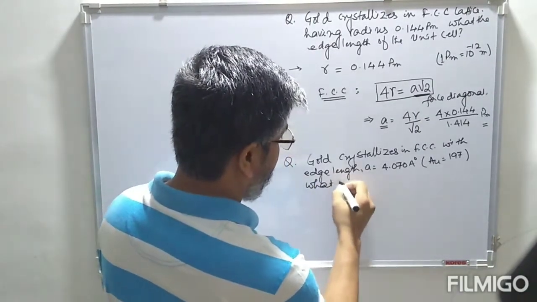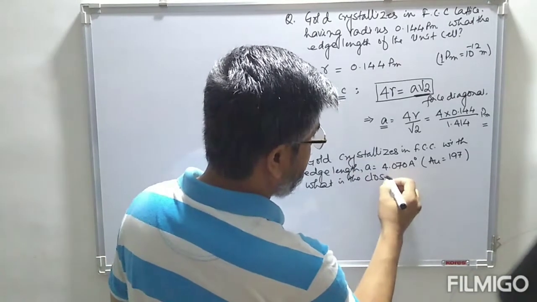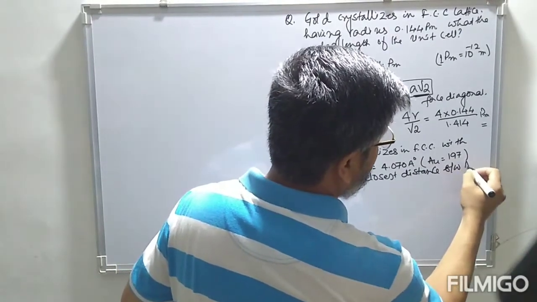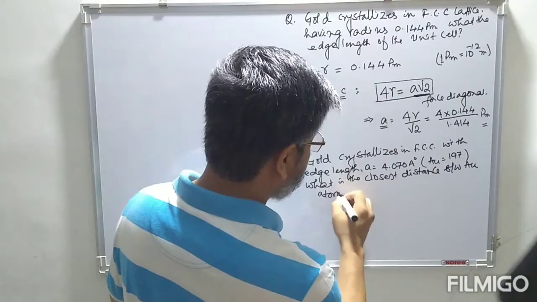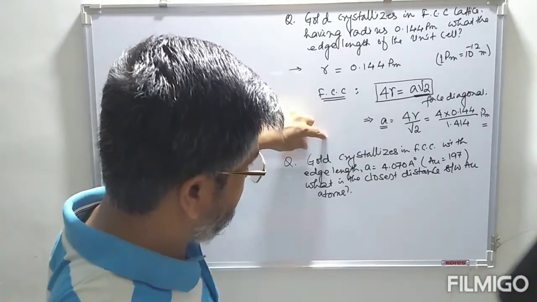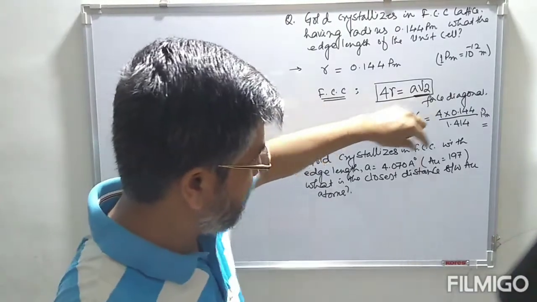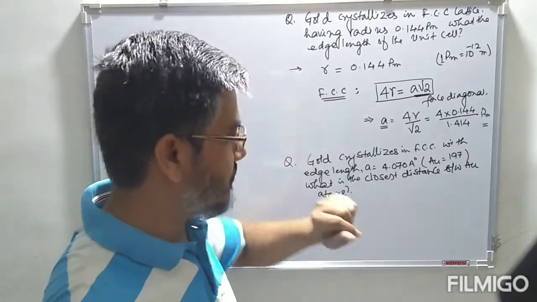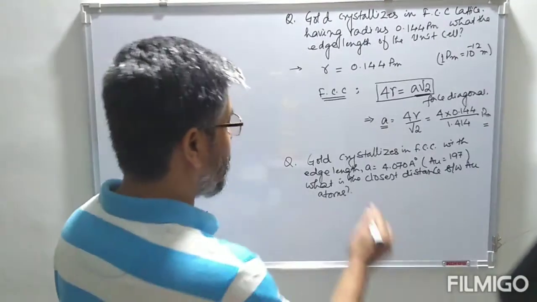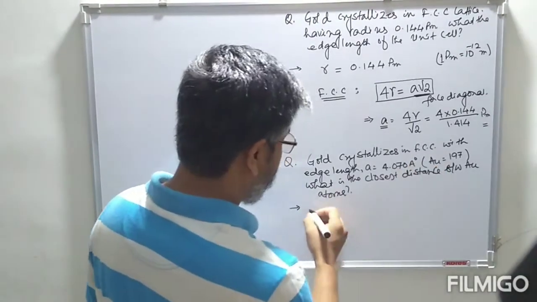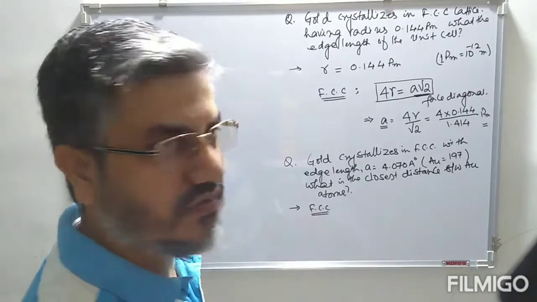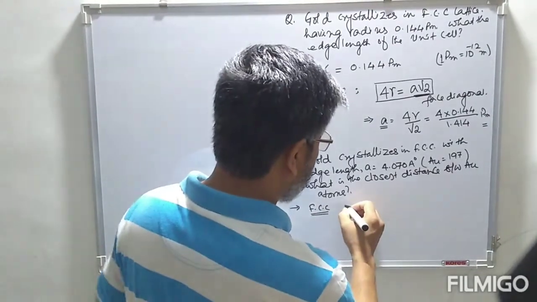What is the closest distance between gold atoms? So the question says gold crystallizes in FCC with edge length 4.070 angstrom. Then what is the closest distance between the gold atoms? So again the question says we have an FCC. So for an FCC type lattice, the closest distance between any two adjacent atoms, or distance of closest approach.